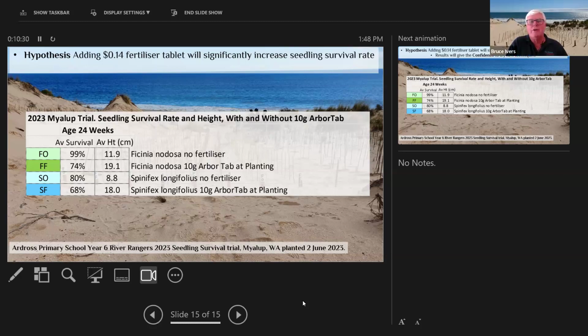Looks like Sue has another question. Bruce, when you planted on the 2nd of June, did you water in? No, all of these were just plant. That was the 2nd of June 2023, and the site was damp. Actually, as I recall, we'd had 300 millimetres before planting at that site. I've got a friend there who keeps a rain gauge, and we had 330 millimetres for the rest of the year.